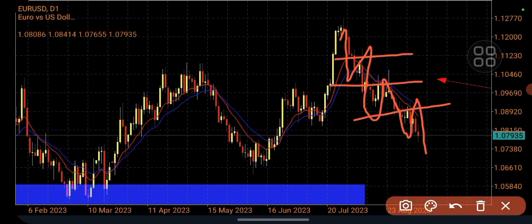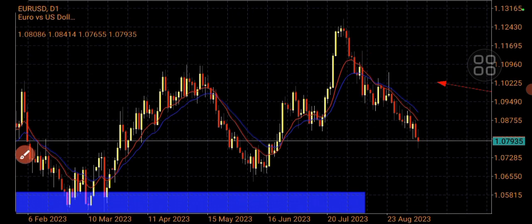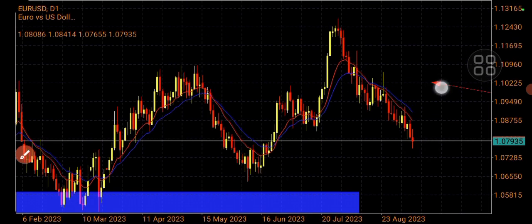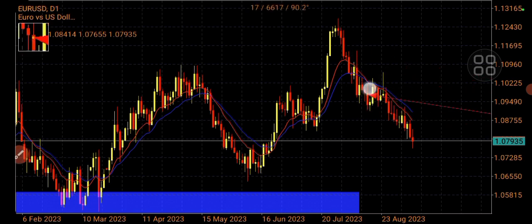Like last week, what happened last week? People were selling. There was massive selling on this Euro USD, as you can see, up, down. So on the daily time frame this week, it has reached a support level here. We don't know what will happen. Either it will bounce back up or it will break the support.